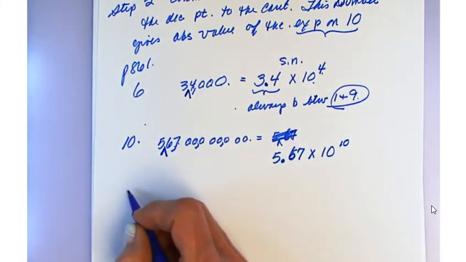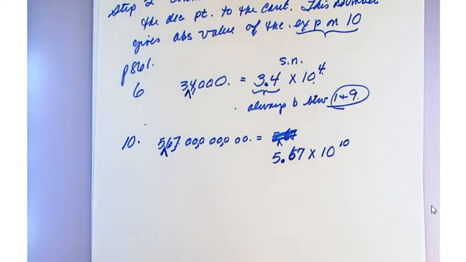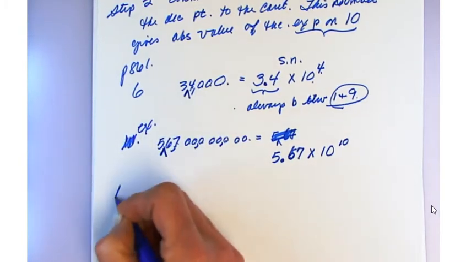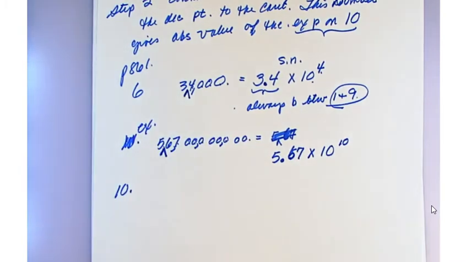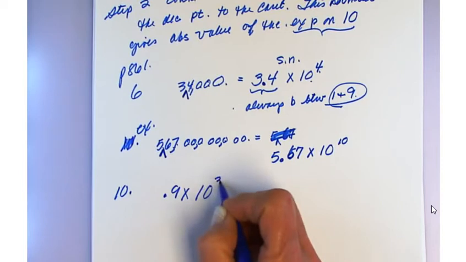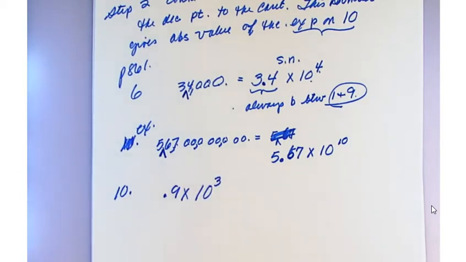Looking at, let's see, that was not number 10. That was my example. So now let's look at number 10. He's throwing this in to be tricky. And his question is this. He says, is this in scientific notation?